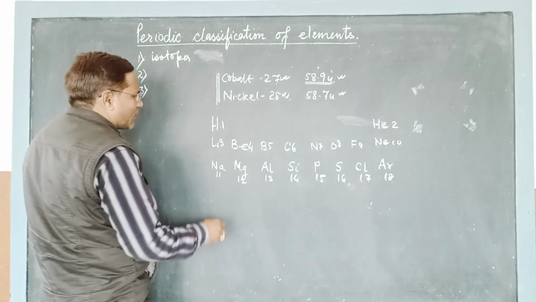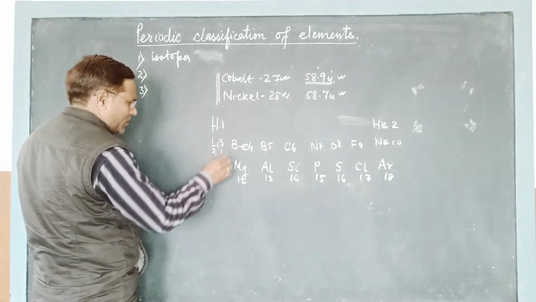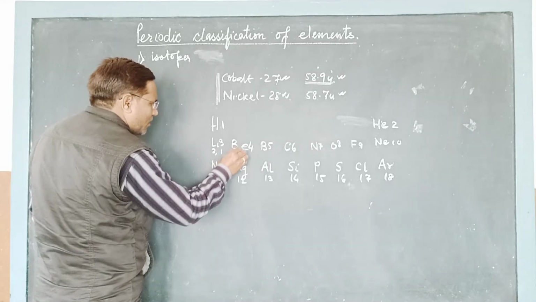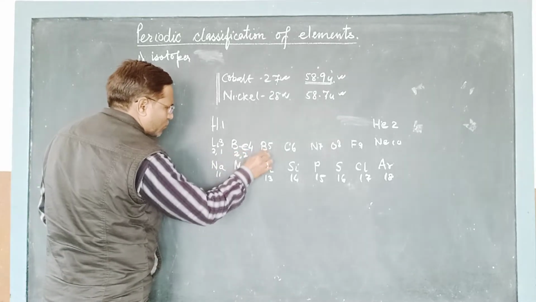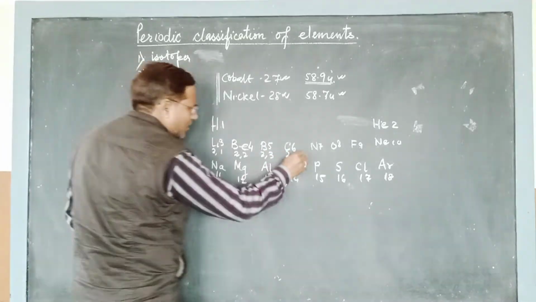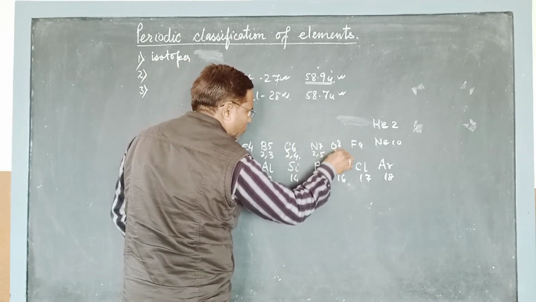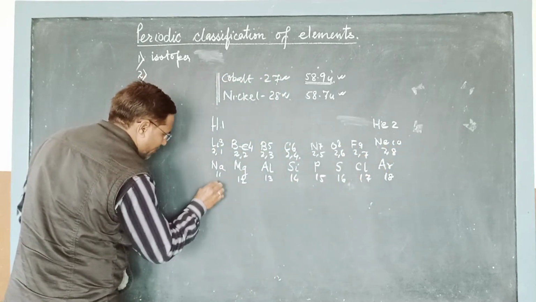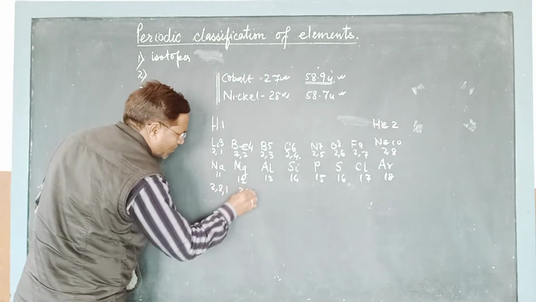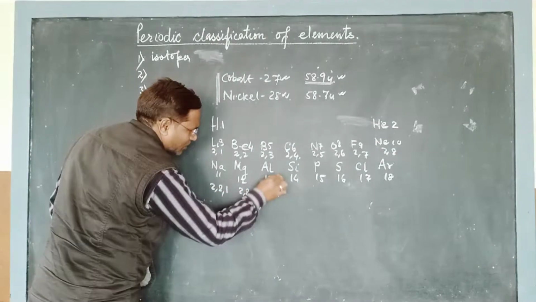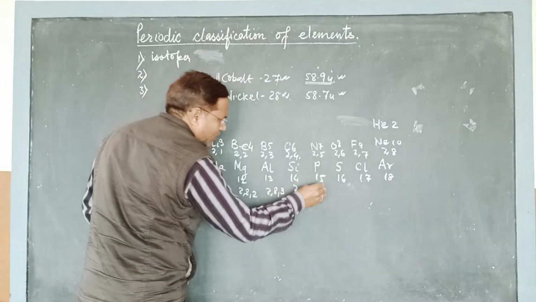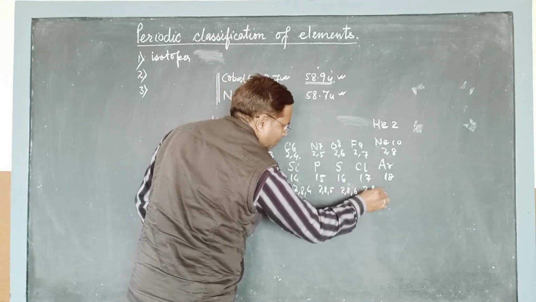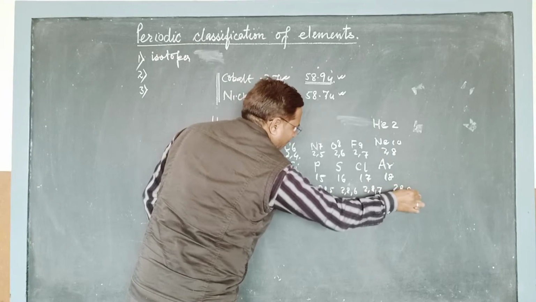So let us do the electronic configuration. In class 9 we have studied how to do the electronic configuration. So here we have 2, 1; 2, 2; 2, 3; 2, 4; 2, 5; 2, 6; 2, 7; 2, 8. And then 2, 8, 1; 2, 8, 2; 2, 8, 3; 2, 8, 4; 2, 8, 5; 2, 8, 6; 2, 8, 7; and 2, 8, 8.